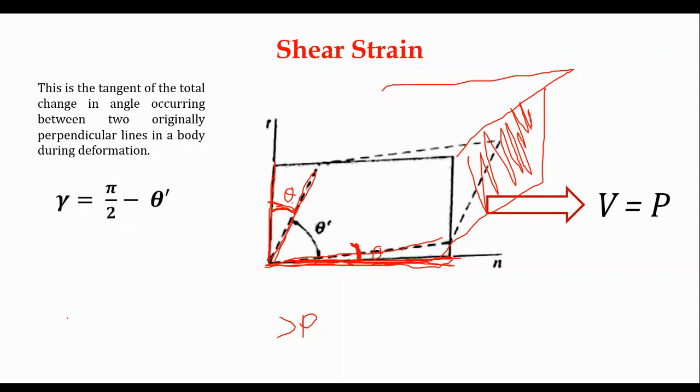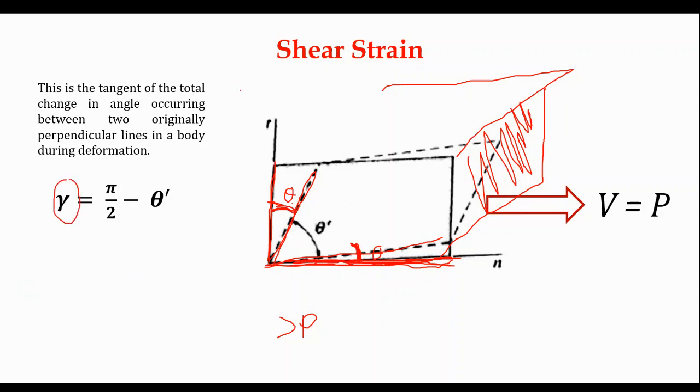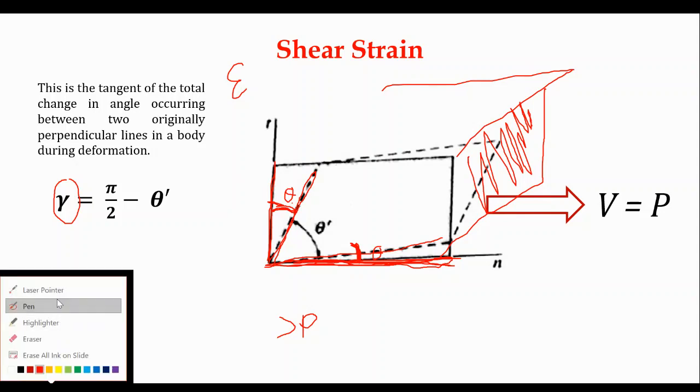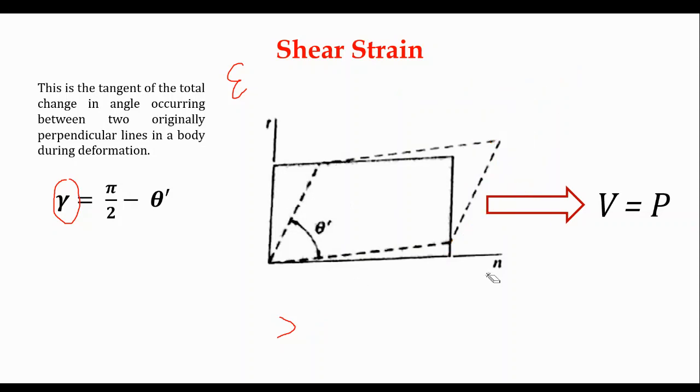Now you see in the formula, the symbol for shear strain is this. For normal strain the symbol is epsilon, but for shear strain the symbol is gamma. Gamma is actually pi over 2 minus theta, the angle in the middle. Pi over 2 is the radian equivalent of a 90 degree angle. So minus the angle in the middle, you get the combination of the side angles, and that is our total shear strain.